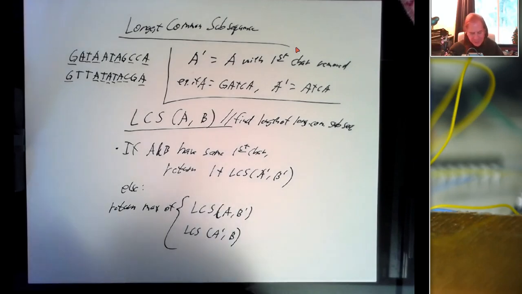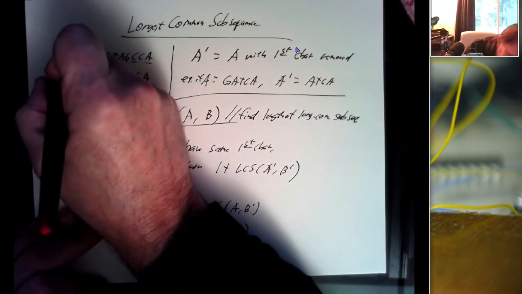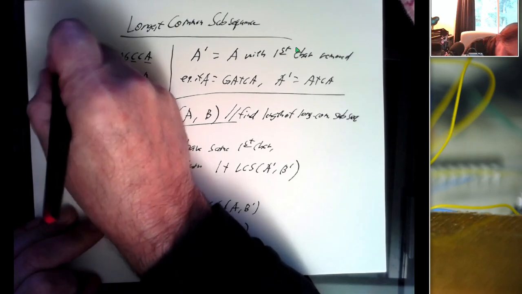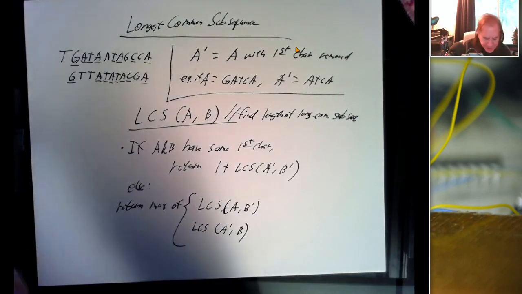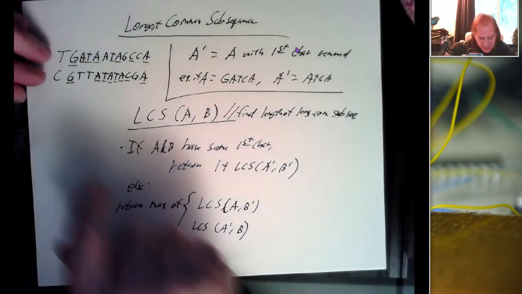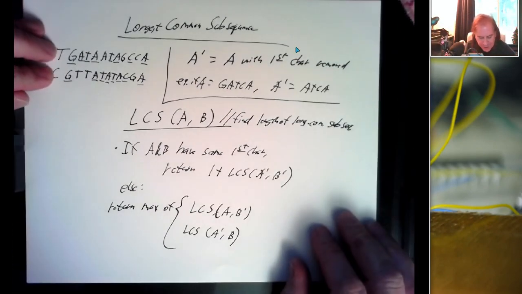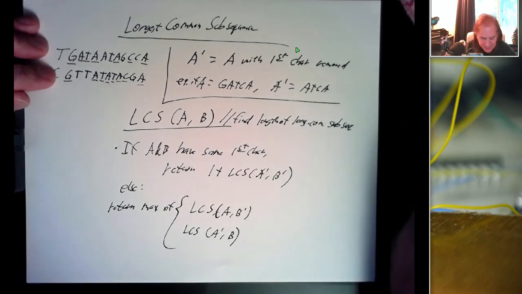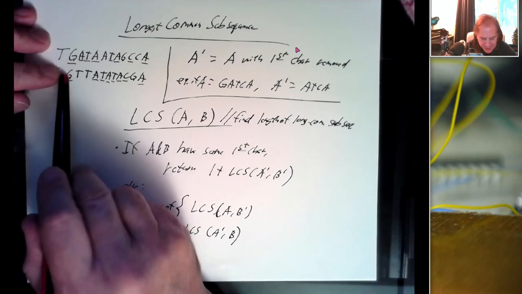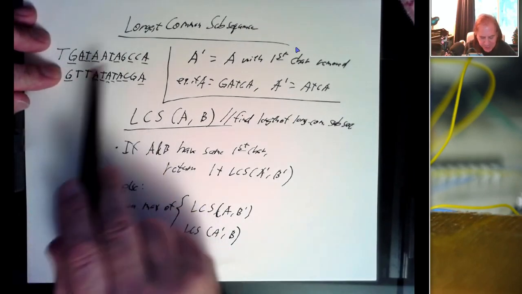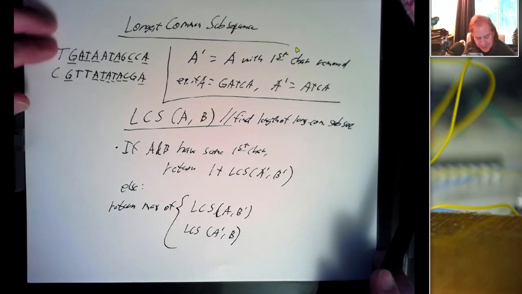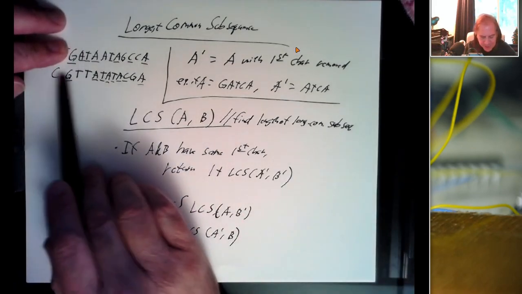Okay, what's the logic here? Suppose that these strings start with something different. Suppose this starts with a T, and this starts with a C. These don't have to be the same length, by the way. Suppose these are our two strings. Well, it could be that there's some longest common subsequence between these that's also the longest sequence between these two. Or it's going to be the same as the longest common subsequence between these two.